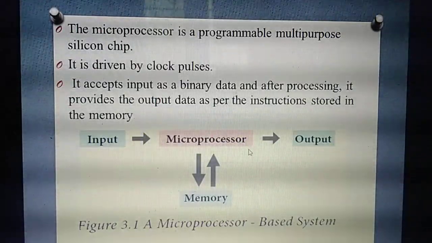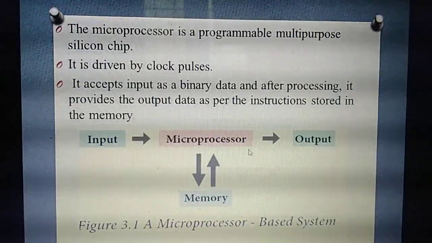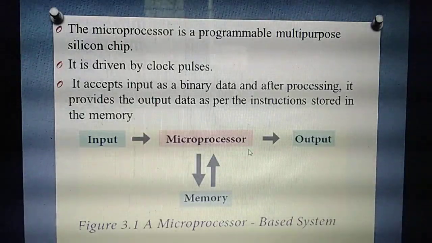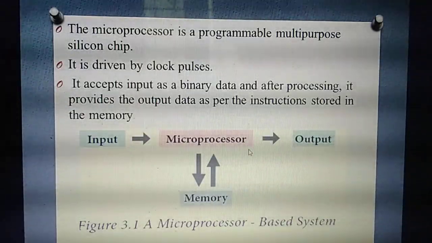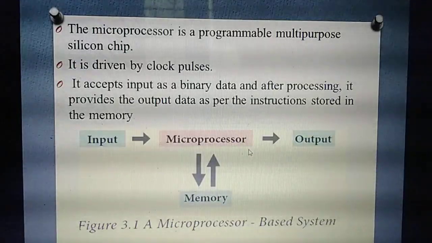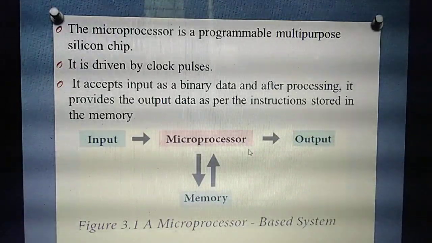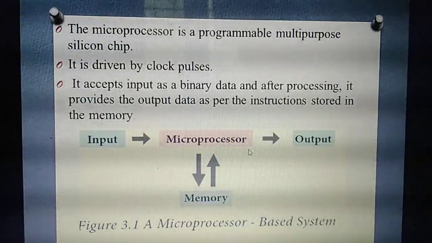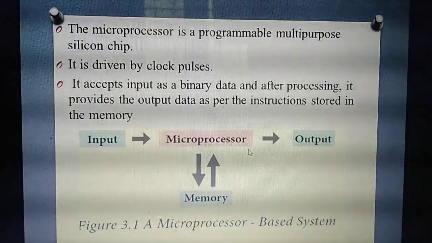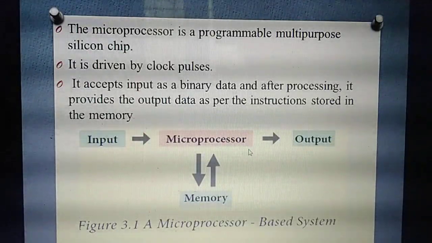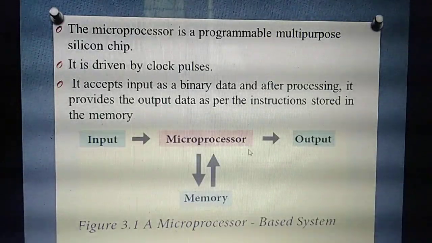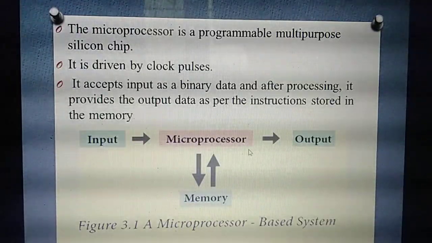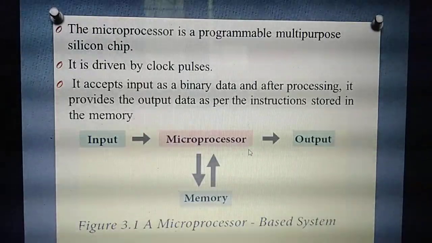Next point, it is driven by clock pulses. What do you mean by clock pulses? Maybe in physics you might have studied clockwise and anti-clockwise, isn't it? What do you mean by clockwise and anti-clockwise? Normal rotation and opposite rotation. So driven by clock pulses means that based on the pulse, based on the time, each and every chip will work. Okay, so listen.